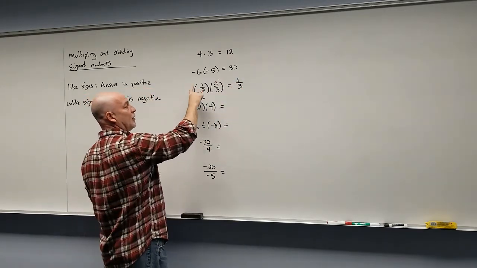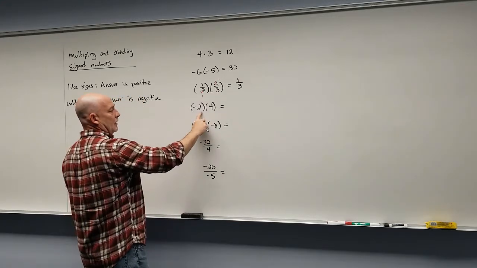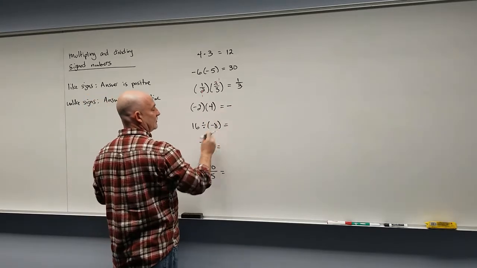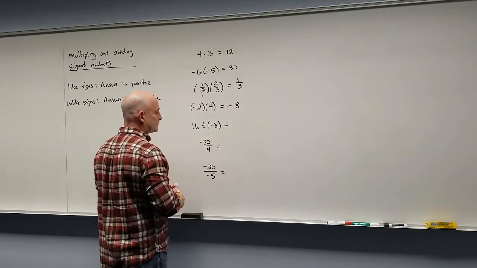Now, if you went ahead and multiplied across and got 2/6 and then reduced, that's fine. All right, here we have a -2 and a +4. They have different signs, so my answer is going to be negative. 2 times 4 is 8.